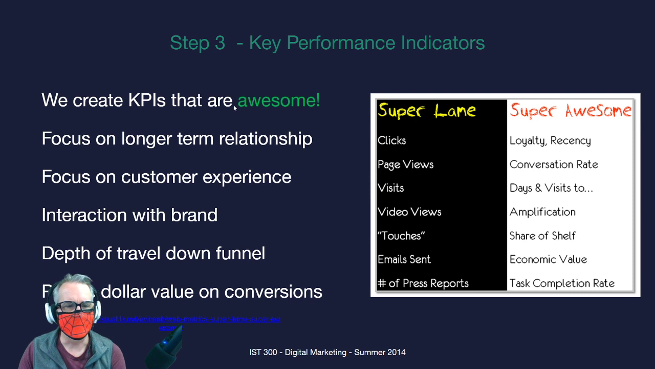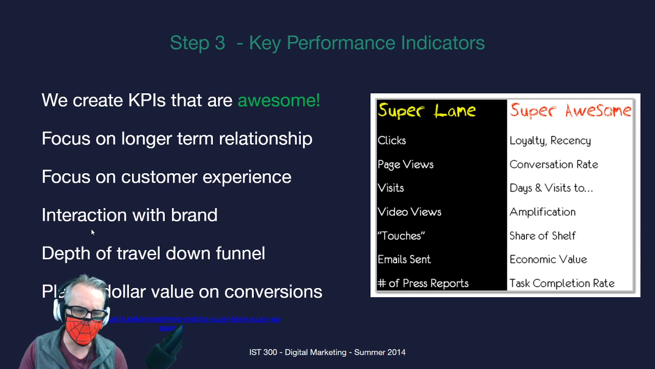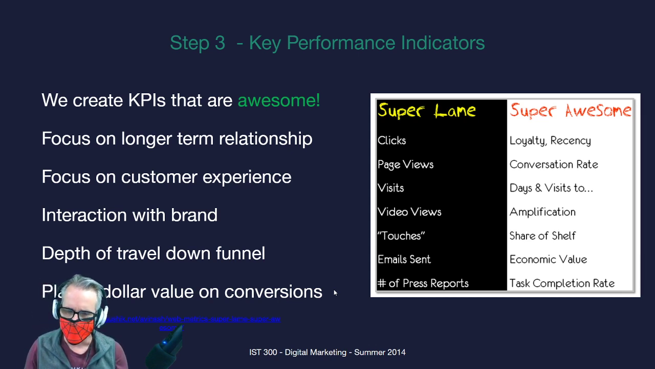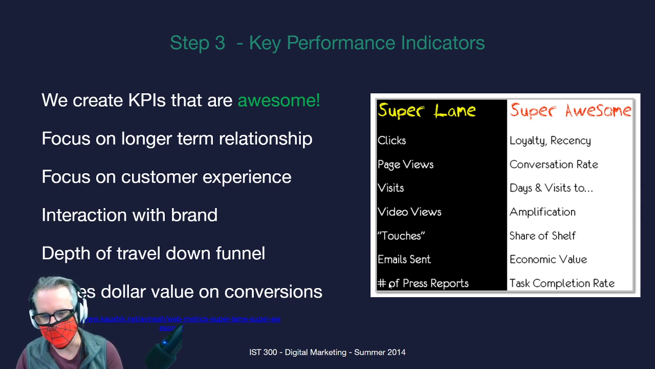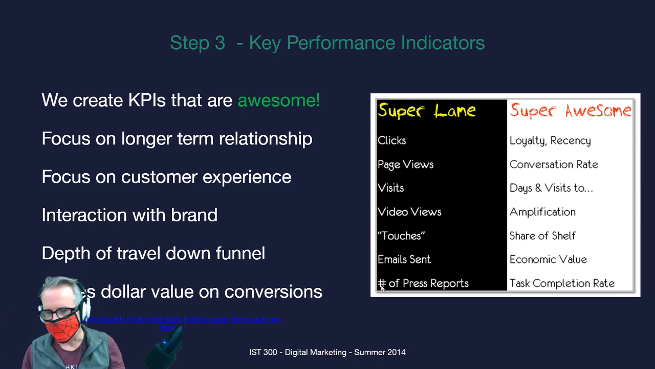So we want to create KPIs that are awesome. We want to focus on longer-term relationships, focus on the customer experience, the interaction with the brand, the depth of travel down the funnel, and place a dollar value on conversions. So what's the dollar value of someone performing some kind of conversion action? How can I look at my bottom line and see my conversions increased, my profits increased, how do those things align?